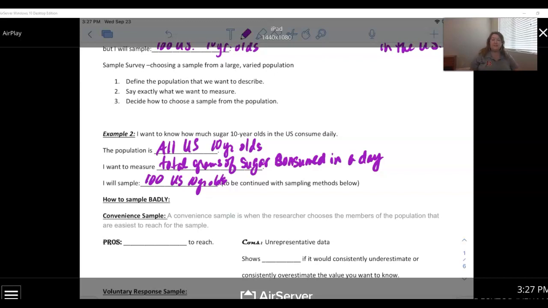Okay, and then how we actually do it is going to be below. So there's some good ways to sample. There's some inherently bad ways to sample. There's no ultimately good and ultimately bad, but there's some that kind of lead us to believe that it's probably not going to be the wisest choice ever.